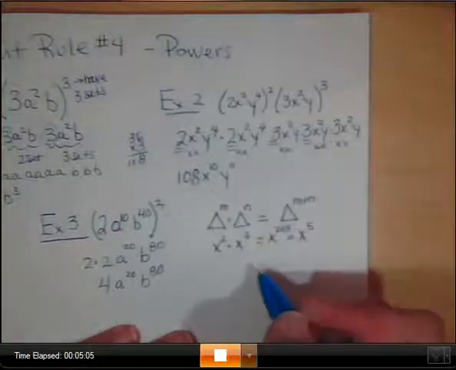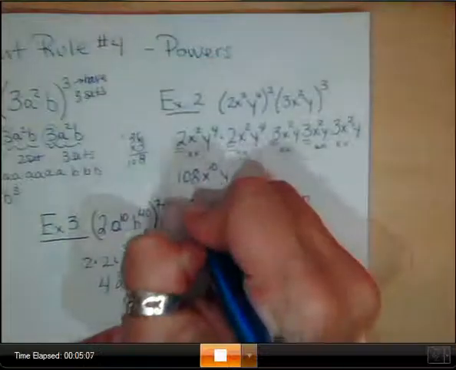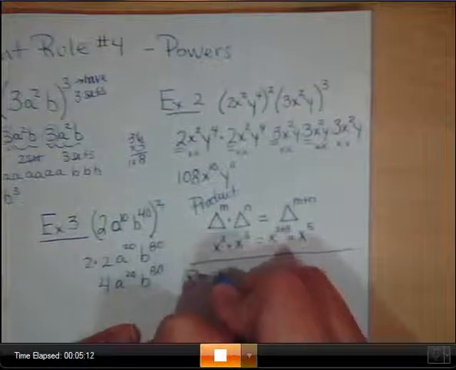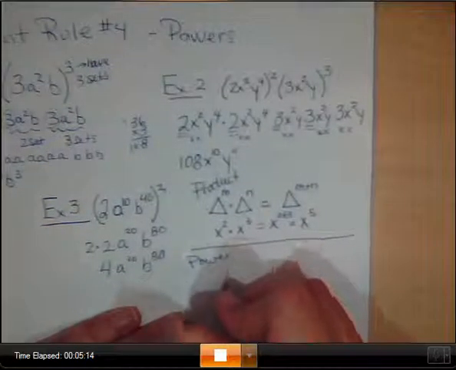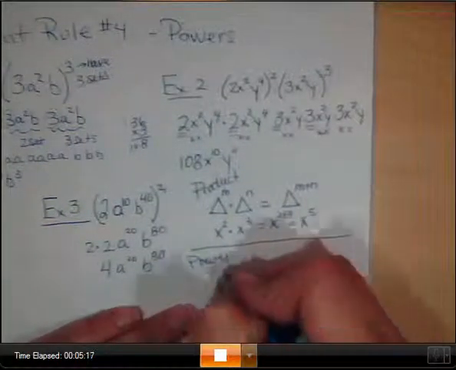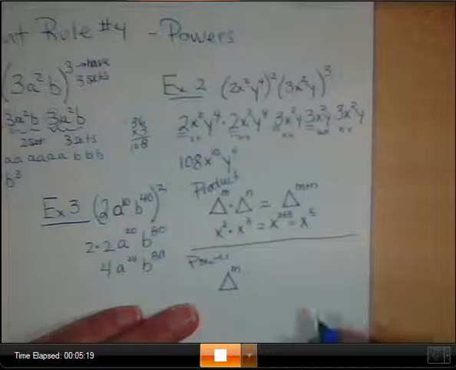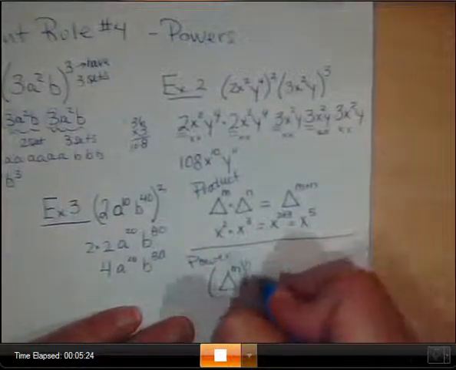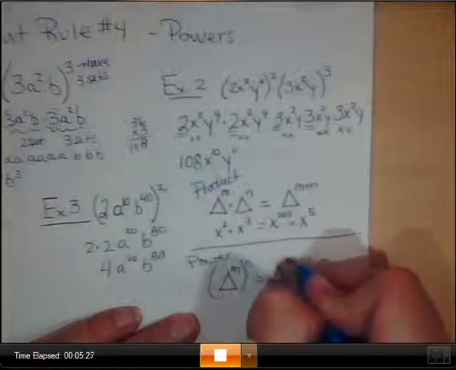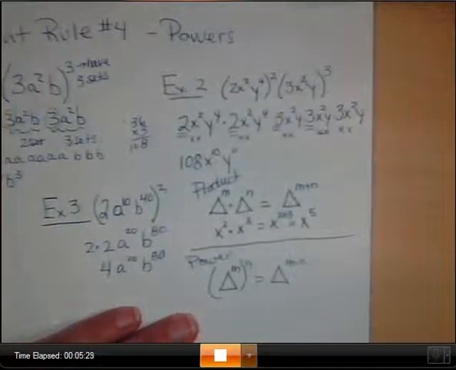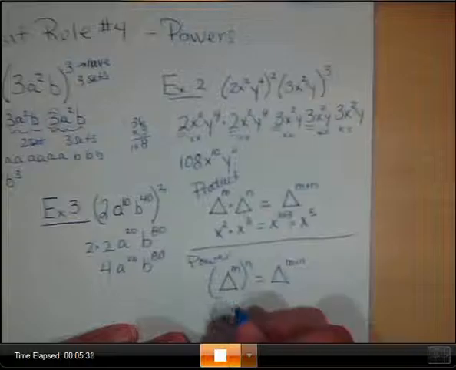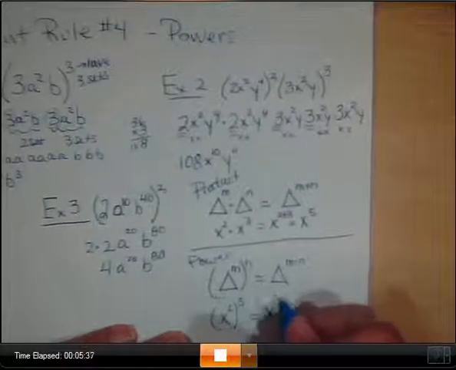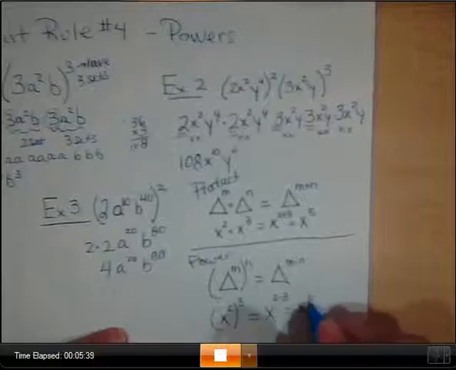Now, this will look different. That's the product rule. The power rule would involve parentheses, and it would be raising it completely to that power. If I have triangle to the m power raised to the n power, that's going to give me triangle to the m times n power. Or if I had x squared raised to the third power, I have three sets of x squared, so that gives me x to the 2 times 3, or x to the 6.